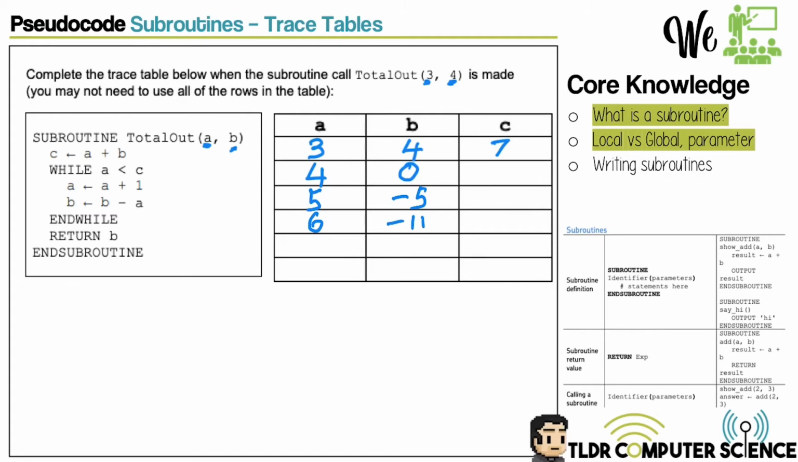Is A less than C? Well, 6 is less than C, so it continues. A is A plus 1, so that's 7. And then B is B minus A, so that would be minus 18. Come back to the beginning, and now if you can see, well, A is less than C. Well, A is 7, C is 7. 7 is not less than 7, so the while loop ends. And then we return B, so we'd return minus 18.